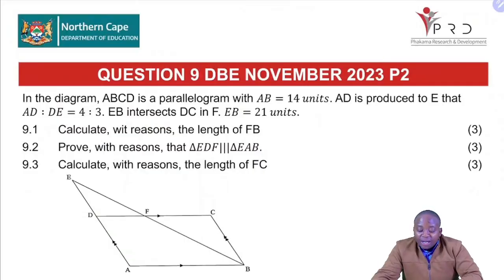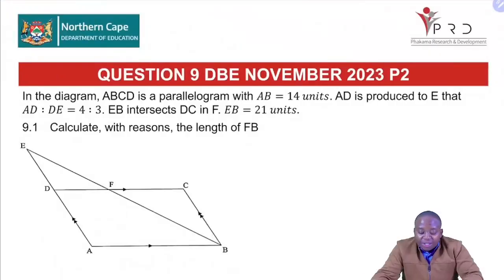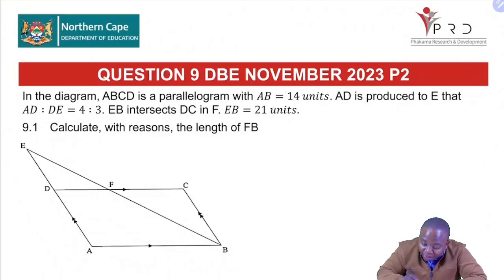Welcome back, grade 12. Let us now discuss question 9. On my question 9, we are told that in the diagram ABCD is a parallelogram. So we have a parallelogram with AB, which is 14 units. And AD is produced to E.